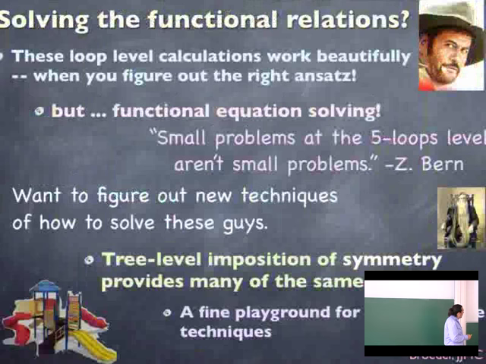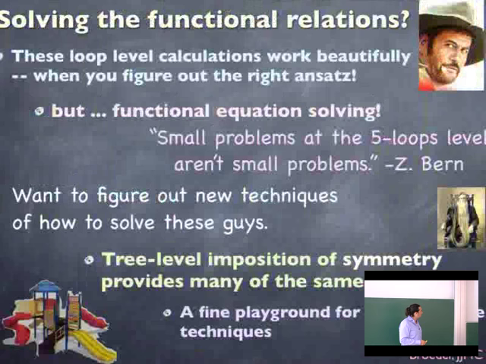It turns out there's a fun playground, a fun toy model with the same sort of grief. At tree level, it's easy to find color-kinematic satisfying representations, to all multiplicity. I gave you an algorithm. But if you impose symmetry, like the one I showed you at 4-point, you run into the same problems. You have to solve functional relations. You don't have to worry about as many graphs or topologies as at loop level, and the cut data is straightforward because you know what all the color-ordered amplitudes are. So this is a fun place to play around with some of these techniques.